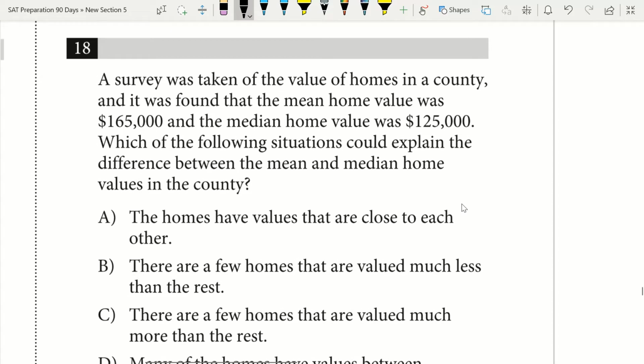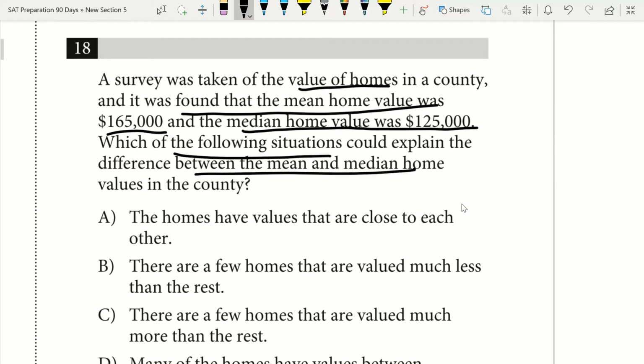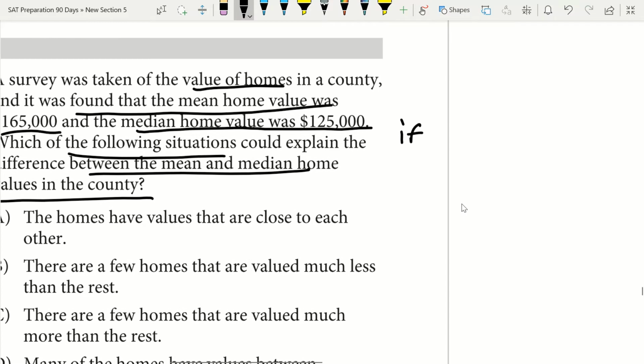All right, question 18. So we've got surveys taken of value of homes in a county. It was found that the mean value was 165,000 and the median value was 125,000. Which of the following situations could explain the difference between mean and median and the values in the county? All right, so one thing I want to note here, we see that our mean is higher than our median. So if our mean, and this is something you should put in your notes because I think that it would be very, very helpful to memorize.